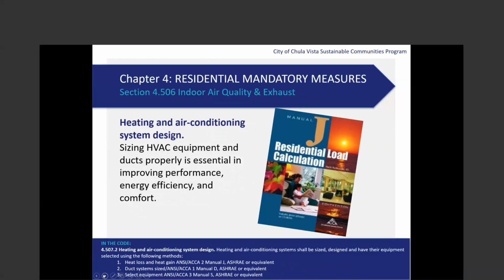And lastly, CALGreen requires that HVAC systems are sized, ducts are sized, and layouts are designed, and equipment appropriately selected based on the load calculations, following the methods of ACCA Manuals J, D, and S, or similar calculations. So correctly sizing and designing your system allows it to work more efficiently, so you save money. And so don't let your installer tell you they don't need to use the calcs, because A, it's required, and B, efficient systems are to your benefit.